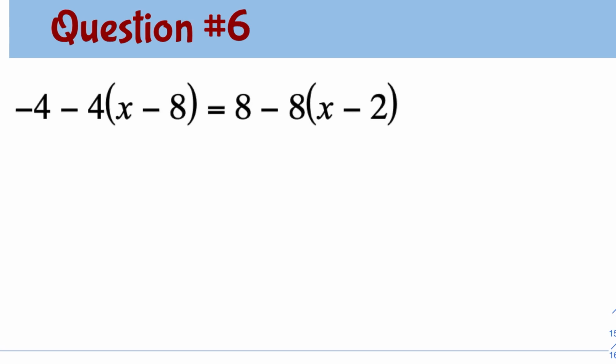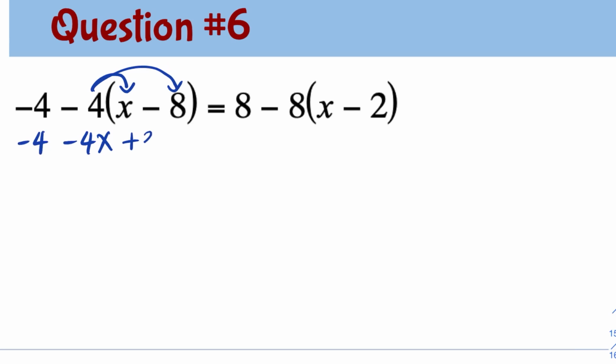Question number 6. Negative 4 minus 4 times the quantity x minus 8 is equal to 8 minus 8 times the quantity x minus 2. Also, for this equation, we have parentheses on both sides. So first, we need to distribute the negative 4 to the x and the negative 4 to the 8. So I'll copy the negative 4. Distributing negative 4 to the x, we have minus 4x. Negative 4 times negative 8, that's positive 32.